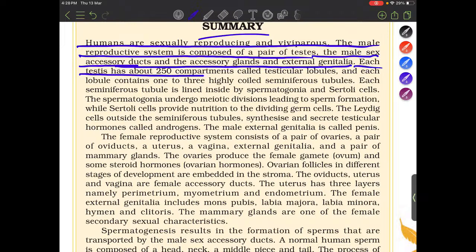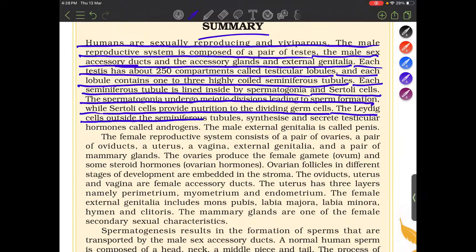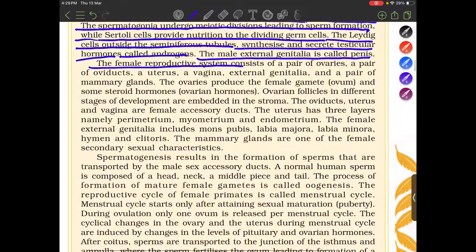Each testis has about 250 compartments called testicular lobules, and each lobule contains 1 to 3 highly coiled seminiferous tubules. Each seminiferous tubule is lined inside by spermatogonia and Sertoli cells. The spermatogonia undergo meiotic division leading to sperm formation, while Sertoli cells provide nutrition to the dividing germ cells. The Leydig cells outside the seminiferous tubule synthesize and secrete testicular hormones called androgens. The male external genitalia is called the penis.